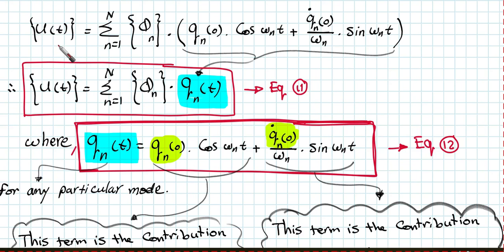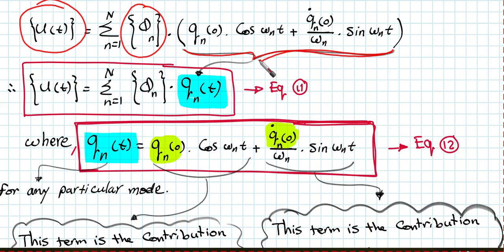So here our displacement response is going to equal the summation of mode shapes times these two terms. For brevity, we are going to put them into one term, and we are going to call it qn of t. What is the meaning of this? It is qn, for a particular mode, the modal coordinate at any time t.